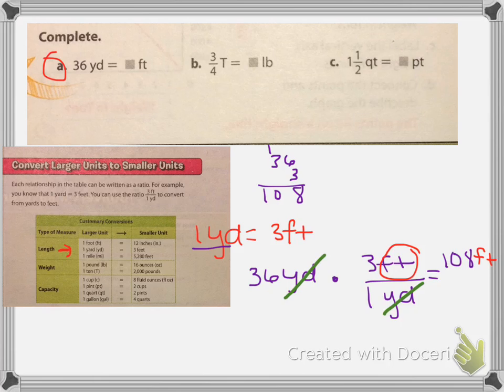So if your problem looks any different than this, the one that you did on your own, even if you got the same answer, go ahead and erase your work because you need to make sure that you have it set up like this. It's very important that I can see the conversion happening, not that I just see this. This is not the only thing that you can have on your paper.